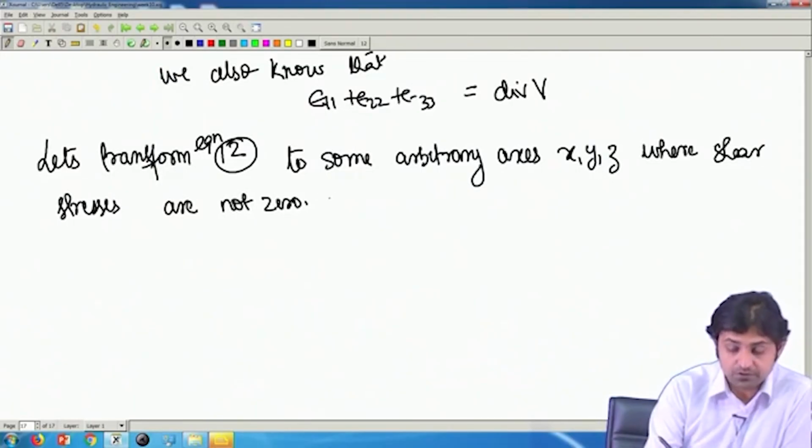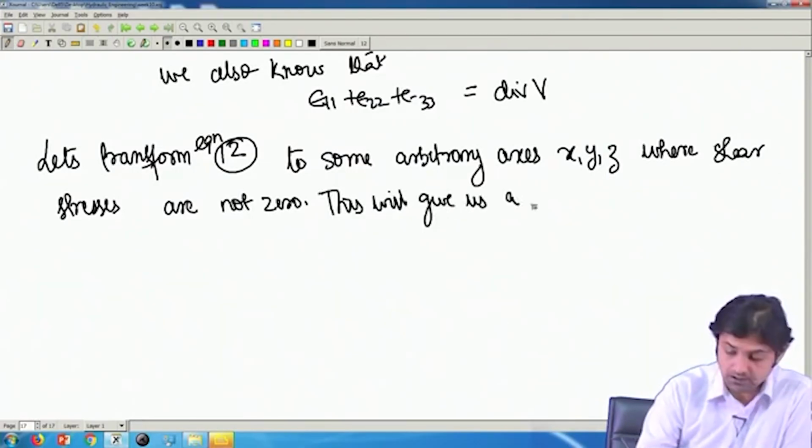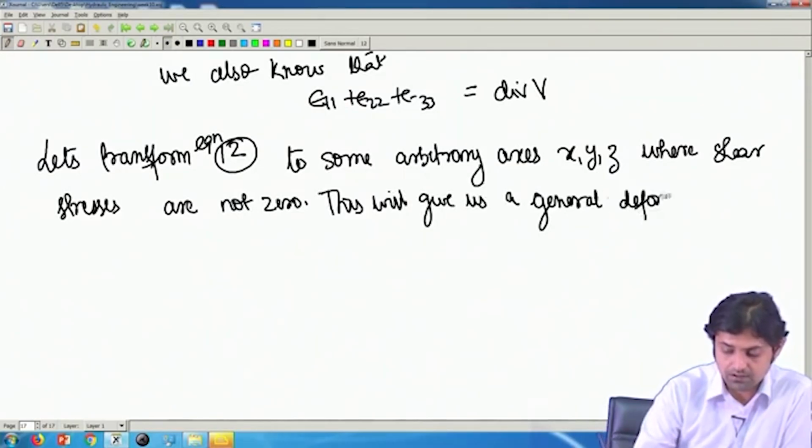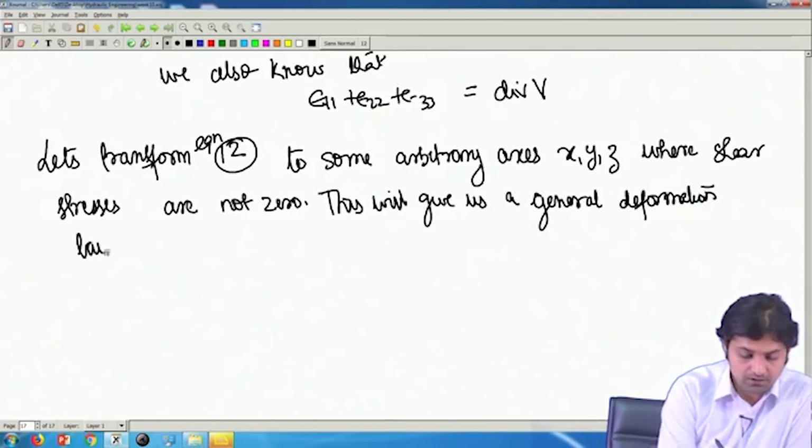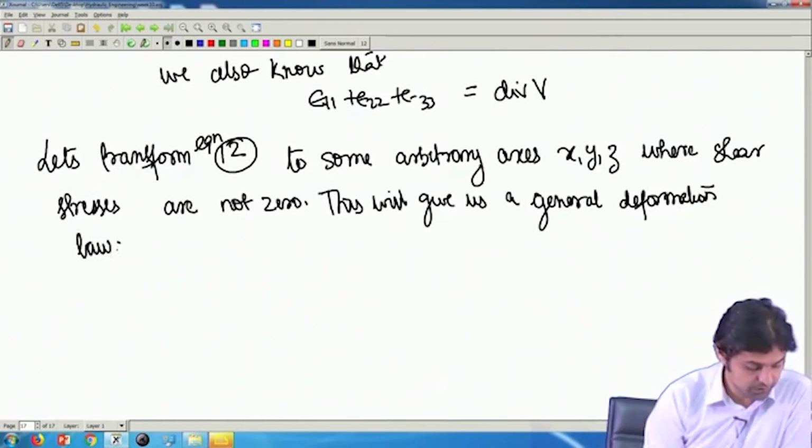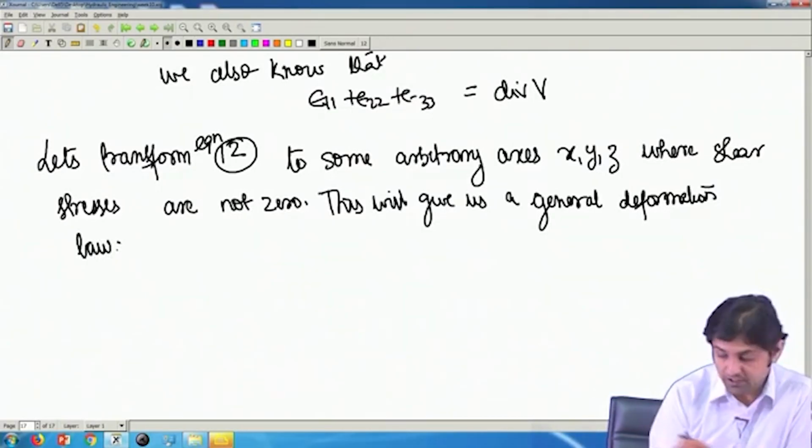So if we are able to do that, this will give us a general deformation law. All right. So, that is our next step to do.